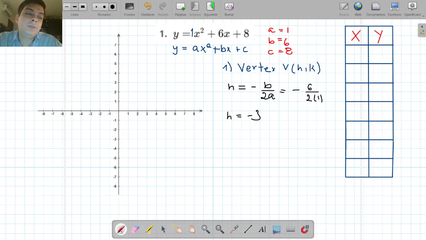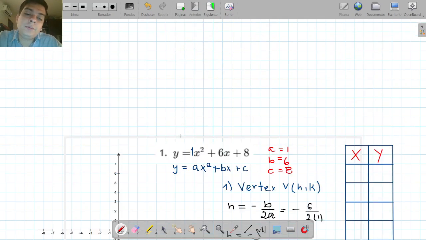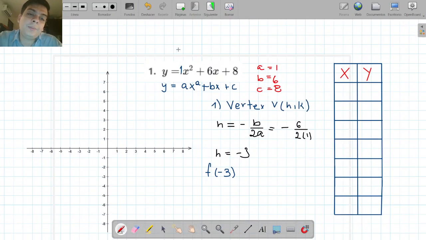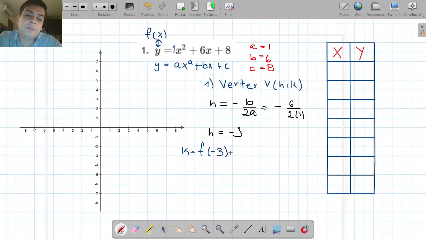Now that we found h, we need to find k. Finding k is even easier because we have to replace the value of minus 3 inside here. By the way, this y is the same as writing f of x. These two are the same thing, just in case. So to find the value of k, we replace this in the whole expression, and we find the result.